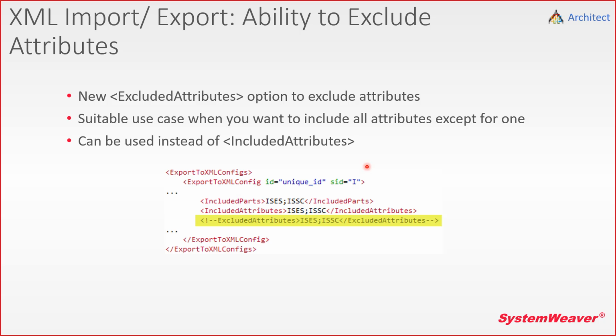So in this example, the architect has said include attributes with these two SIDs, which is great, but if you've got 50 attributes that you want to include and one that you don't, if you used included attributes, you'd have to list all 50 SIDs to specify what's to be included. But now you can use excluded attributes instead and just list the one that you want to exclude. So it sort of depends on what your use case is.